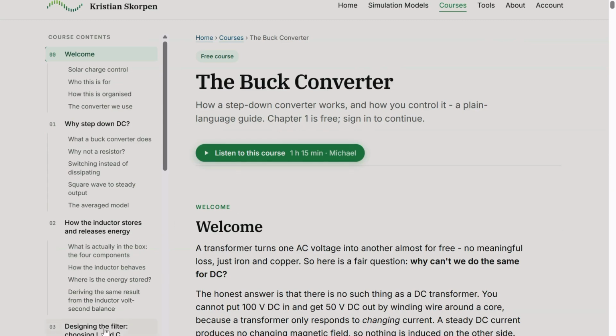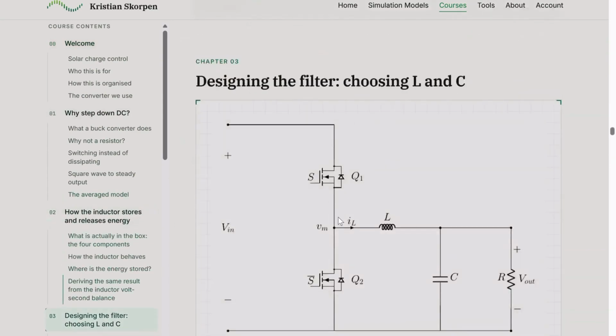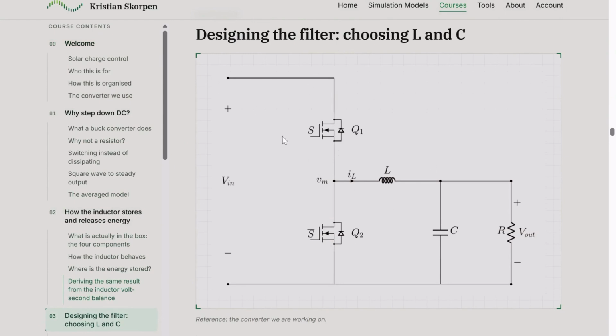And in my next video, I will show you how you can design the LC filter of the buck converter. So basically how you design the inductor and how you design the capacitor.